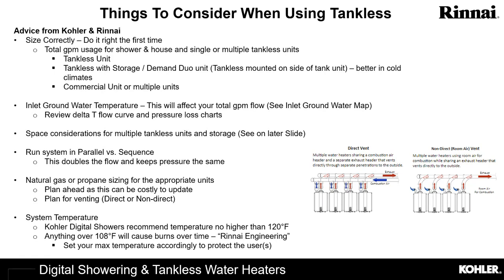So parallel setup is always better than a sequential setup in this installation. And then understanding the natural gas and propane use, depending on what unit you're buying, plan ahead. This can be really costly for additional piping, for redoing some of that plumbing, and also ensuring you have the correct venting. So look at the manufacturer's installation instructions and recommendations.